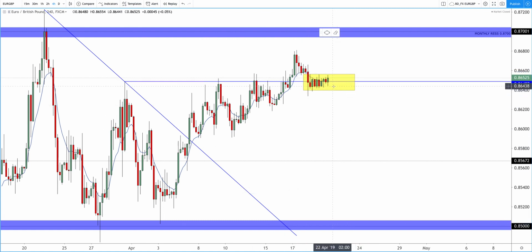So what I'm expecting, which I'll explain on GBP USD in a minute, is that I do think we could still push higher on this pair and actually close this gap between the support and this resistance and take this out.